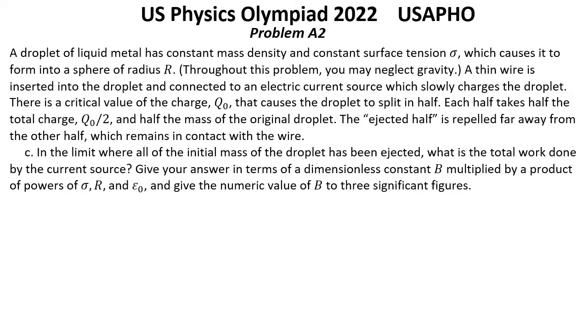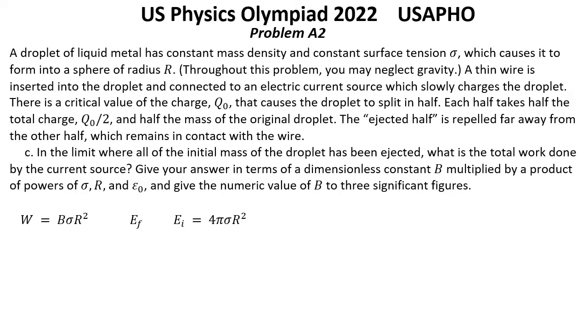Solution for question C. By dimensional analysis, the total work W done by the voltage source must be b multiplied by sigma R square. The work W is equal to the difference between the energy Ef of the final state, where there are many small droplets that have been dispersed too far away, and the energy Ei equal to 4 pi sigma R square of the initial uncharged droplet due to surface tension.